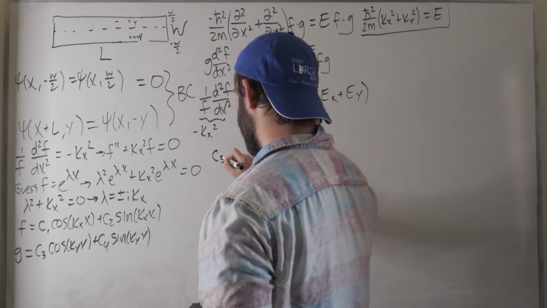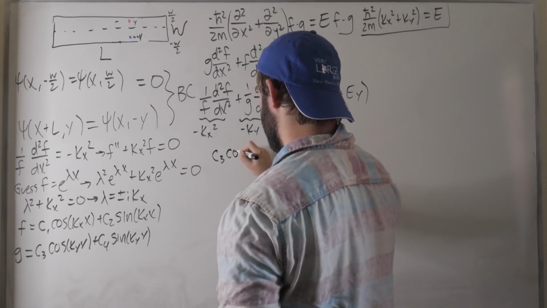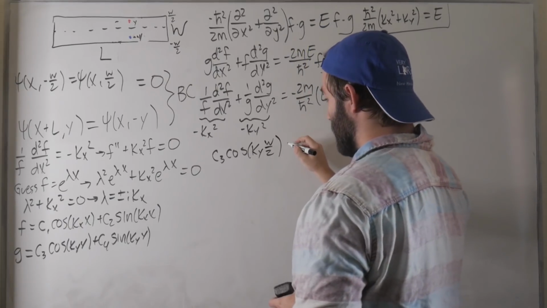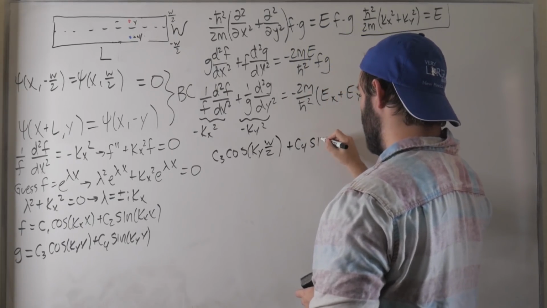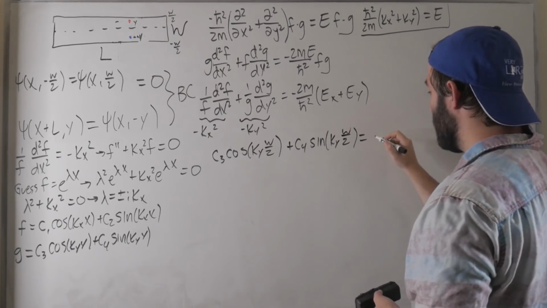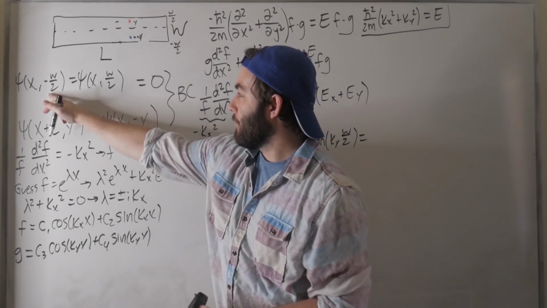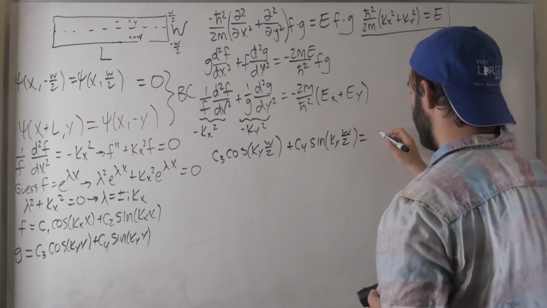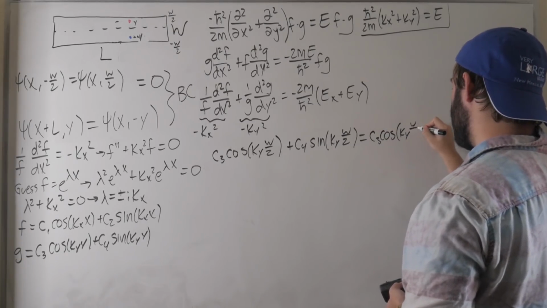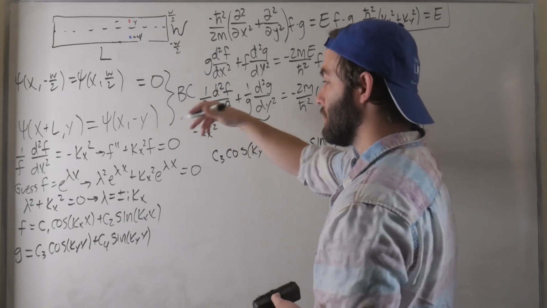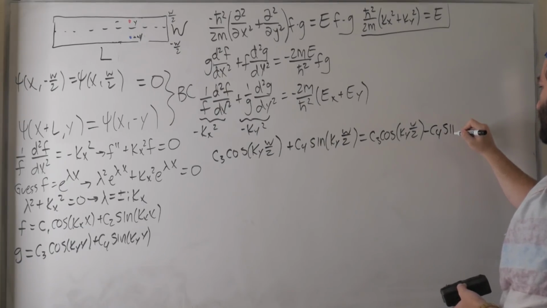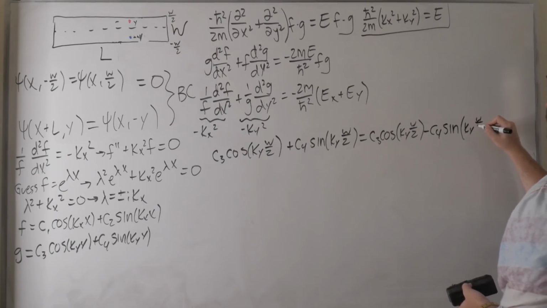So we've got c3 cosine ky w over 2 plus c4 sine ky w over 2 is equal to 0. So if we're doing minus, well, cosine's an even function, so it doesn't feel the minus sign, so it's just going to be c3 cosine ky w over 2, and then sine's an odd function, so there's the relative minus sign when we substitute in the minus w over 2: minus c4 sine ky w over 2.